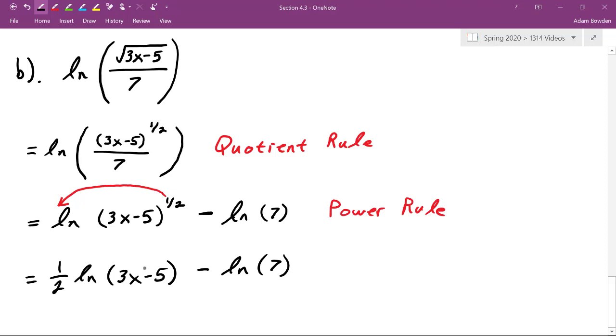We do have 3x minus 5 here, but because there's no multiplication or division, we're not going to be able to split that one apart any further. This would be as far as we can go.